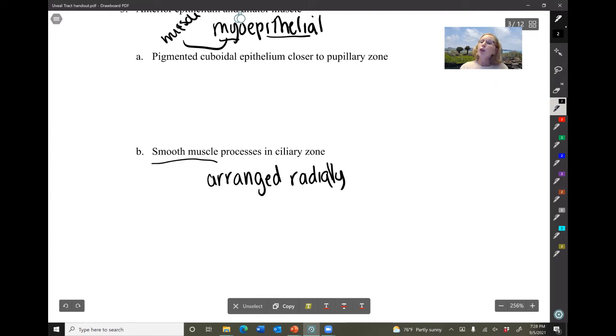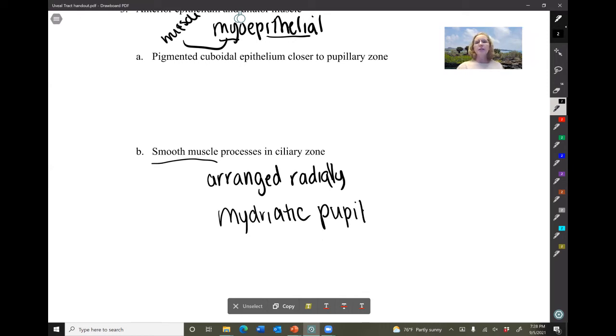So therefore, contraction is going to pull the pupil edges toward the iris root, and that's going to cause the pupil to dilate. So you're going to get a mydriatic pupil. The dilator muscle is innervated by the sympathetic nervous system.